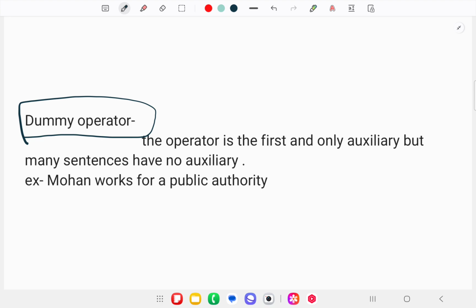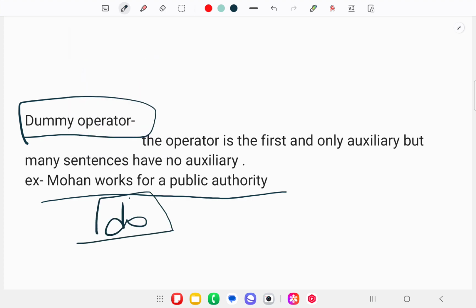The definition of dummy operators is that the operator is the first and the only auxiliary, but many sentences have no auxiliary. Means if there is no auxiliary verb, something like when I talk about the tenses, like Mohan works, this is the present simple tense. Mohan works for a public authority. Here there is no auxiliary or operator from which we can make the negation. So here we will use do, and with do we will use the dummy operator.